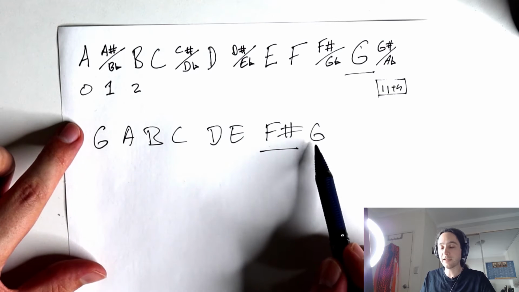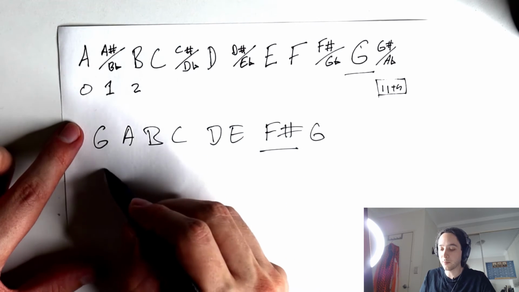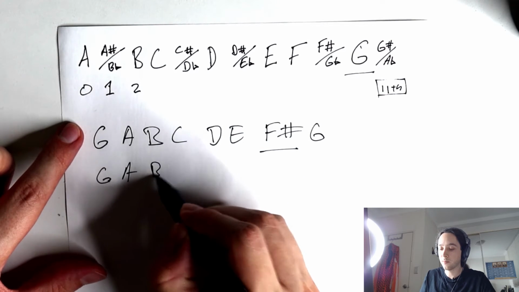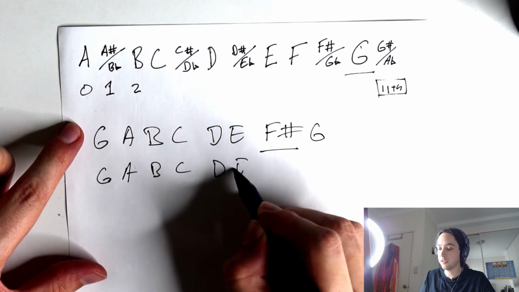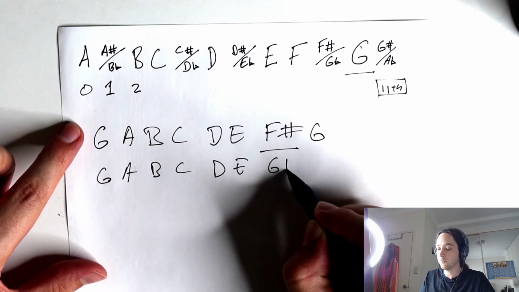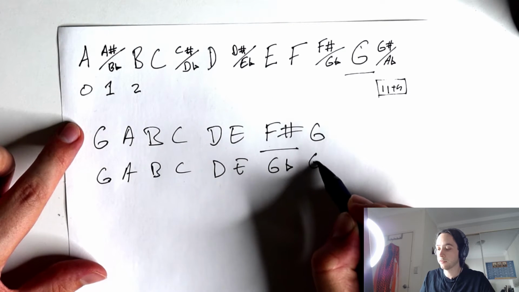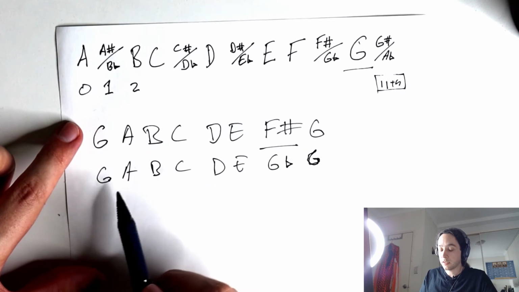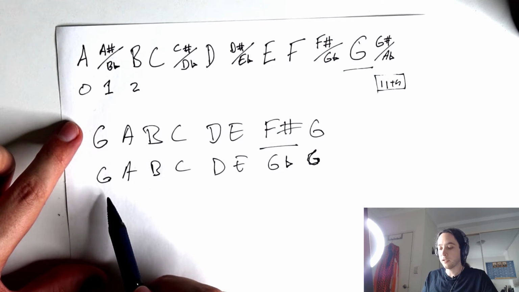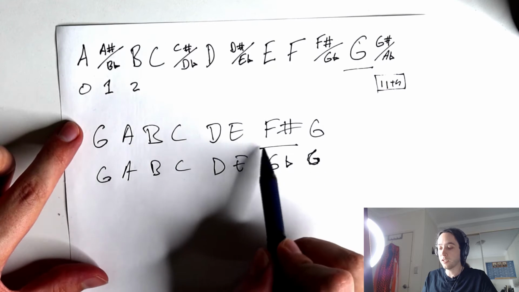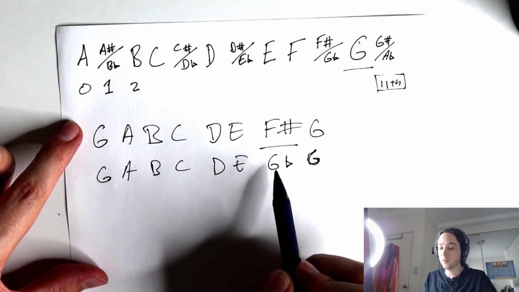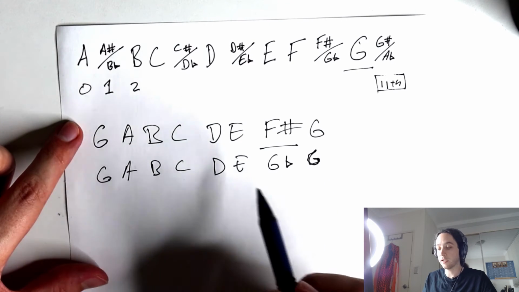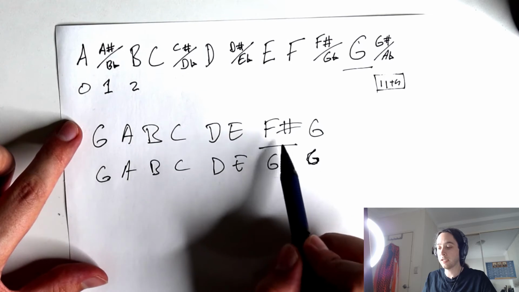If we were to flatten this G, it would become G, A, B, C, D, E, G flat, G. God damn, my handwriting is terrible. You can see if we've got this key here that has a G flat and a G, but no F, it is a lot more confusing to both read and communicate as opposed to putting a sharp in here.